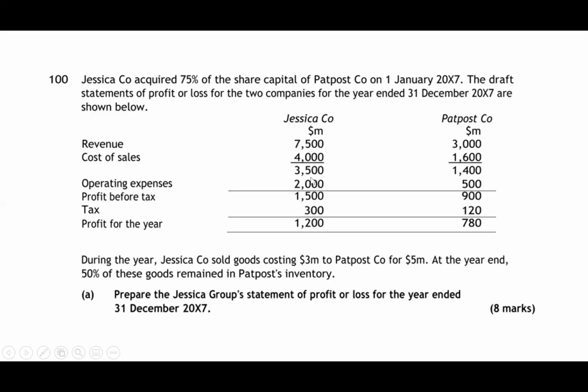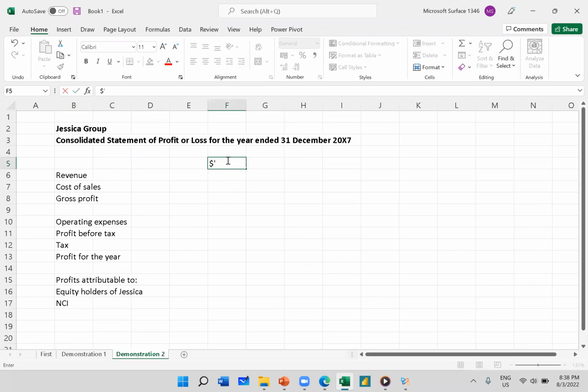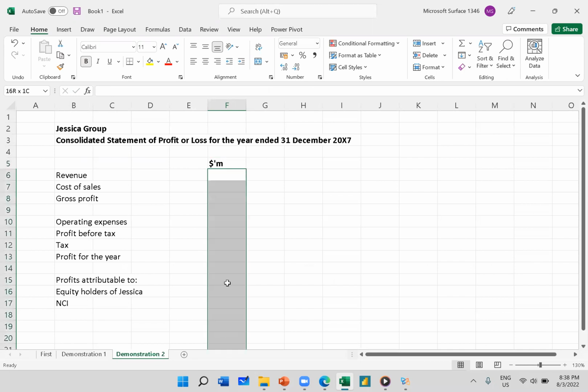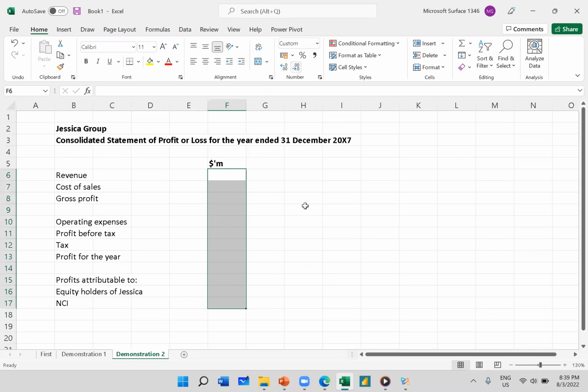This is going to be in million dollars, so be careful with that as well. This is in dollars and it is in millions. Maybe I can bold that, and also format it a bit.